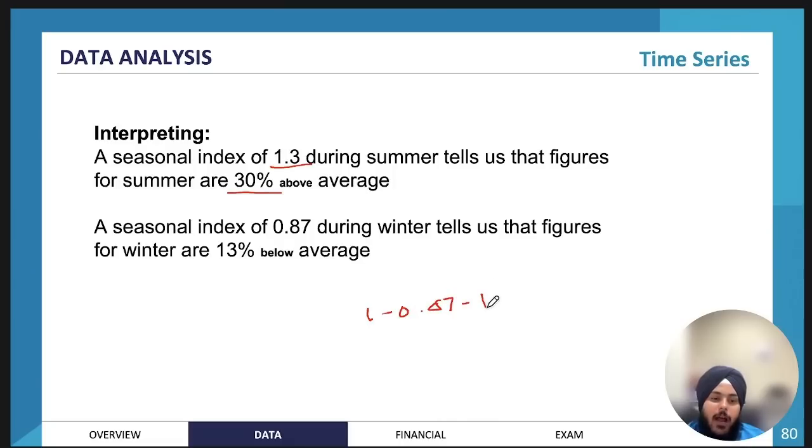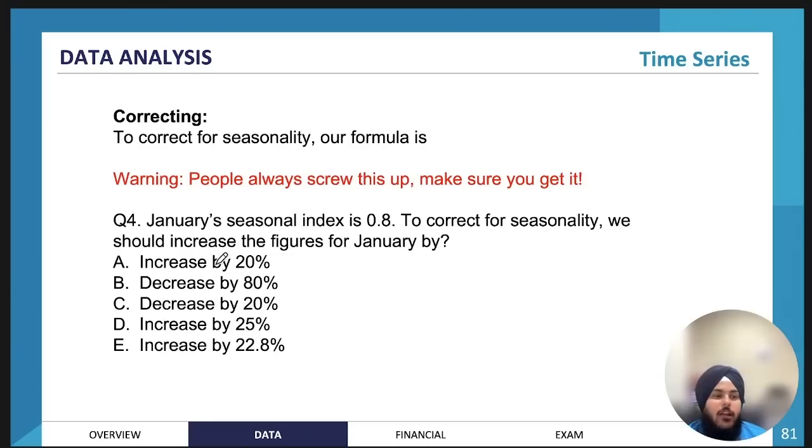times by 100, again to determine the percentage. So we can say if the seasonal index is 0.87 during the winter, this tells us that the figures are 13% below average. So that's how we interpret seasonal indices.